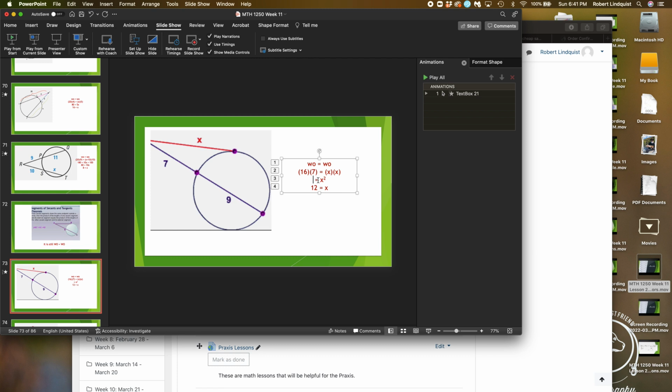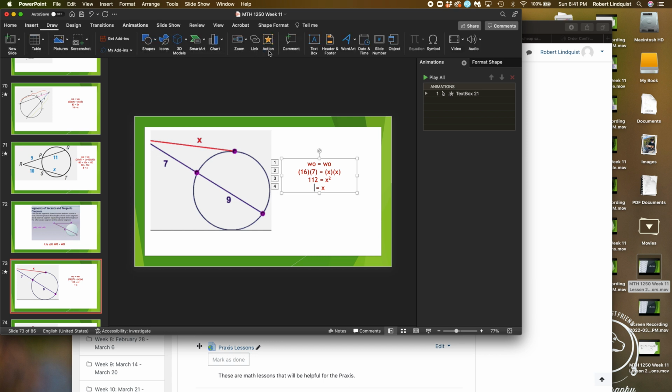So 16 times 7, which I should easily be able to do, is 112, I believe. Yep, 112. So x is equal to the square root of 112, which I need to go to insert.